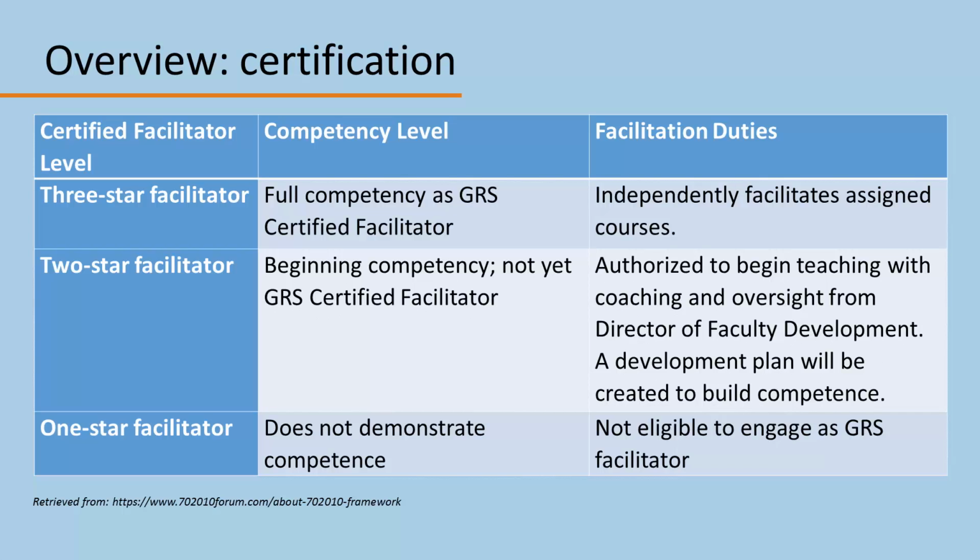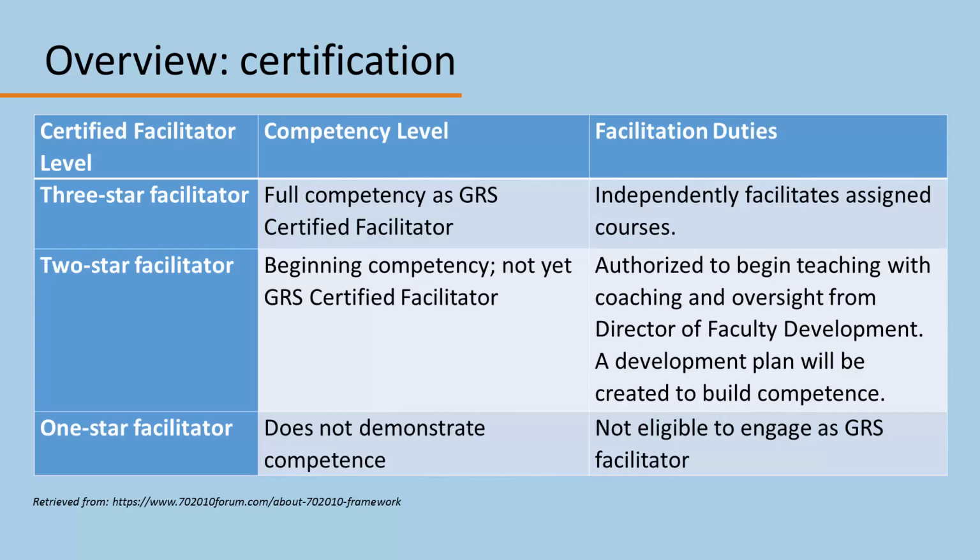The levels of certified facilitators are as follows. The 3-star facilitator demonstrates full competence as a course facilitator. They are able to independently facilitate the course for which they have demonstrated competence. Periodically, the Director of Faculty Development will check competency to ensure the facilitator continues to provide quality guidance to learners. Facilitators will also be provided feedback from the learners after completion of each course. The feedback will be used to continue to develop the leadership skills of the facilitator.